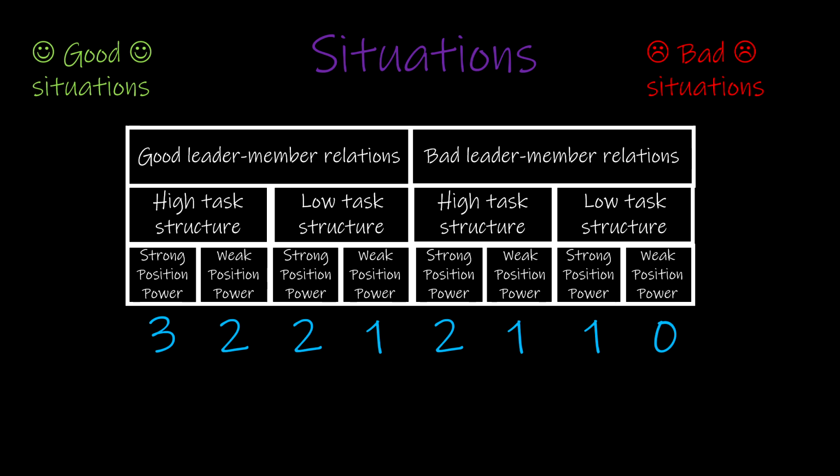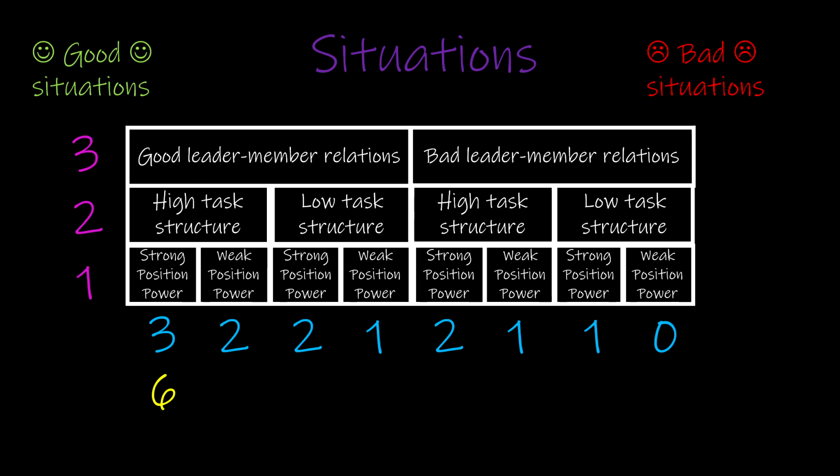So let's take a look at this and think about a ranking order, and let's assign points to each one of these rows. We'll say good leader-member relations are worth 3 points, high task structure is worth 2 points, and strong position power is worth 1 point. Now we're going to go through here and add up how many points we have in each column. In the column all the way on the left, good leader-member relations are worth 3 points, high task structure is worth 2 points, and strong position power is worth another point. So that's going to give us 6 points total for that column.